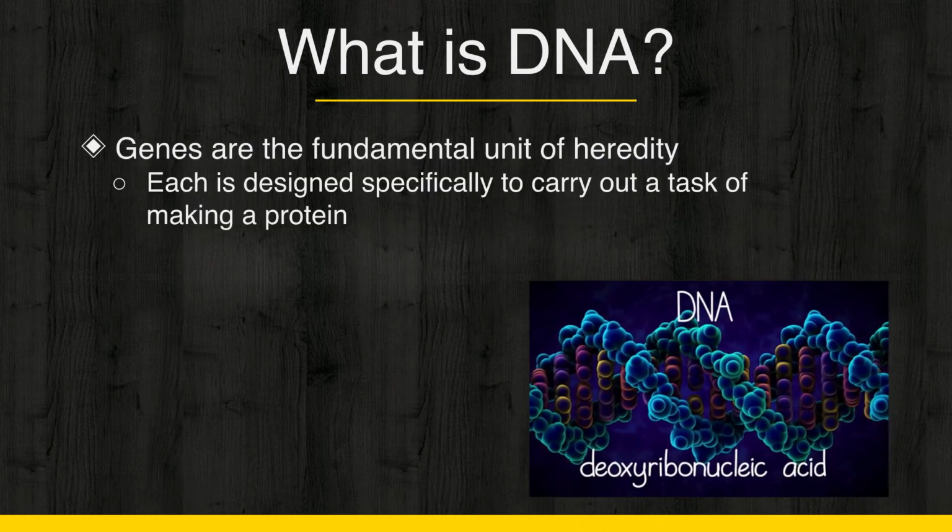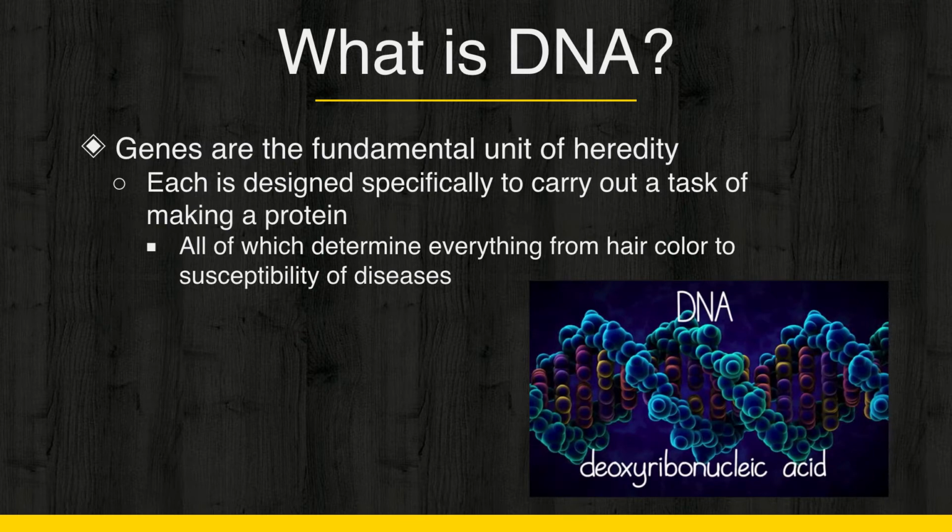So what is DNA? DNA stands for deoxyribonucleic acid, and these are the structures that contain our genes. Genes are the fundamental units of heredity, and each is designed specifically to carry out a task of making a protein. All of these proteins that they carry the instructions for determine everything from our hair color to our susceptibility for diseases.